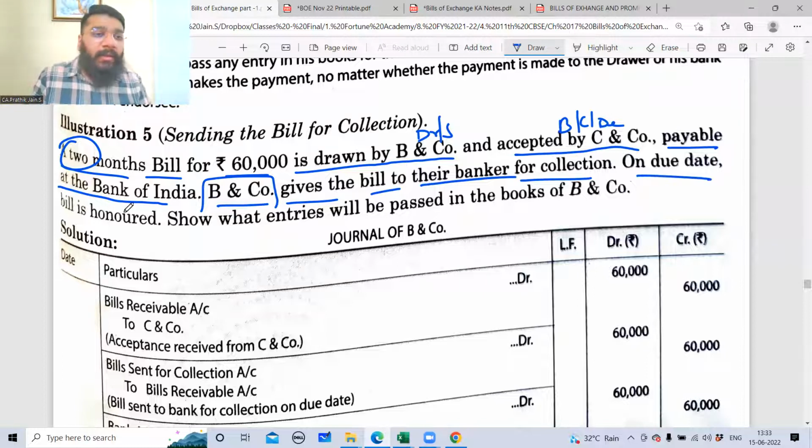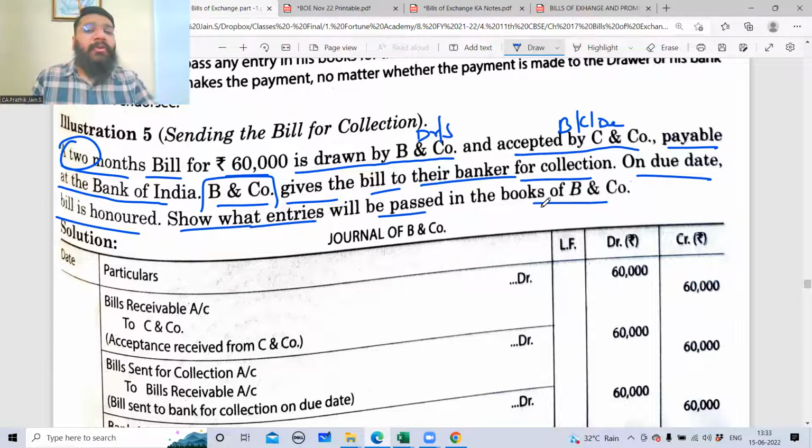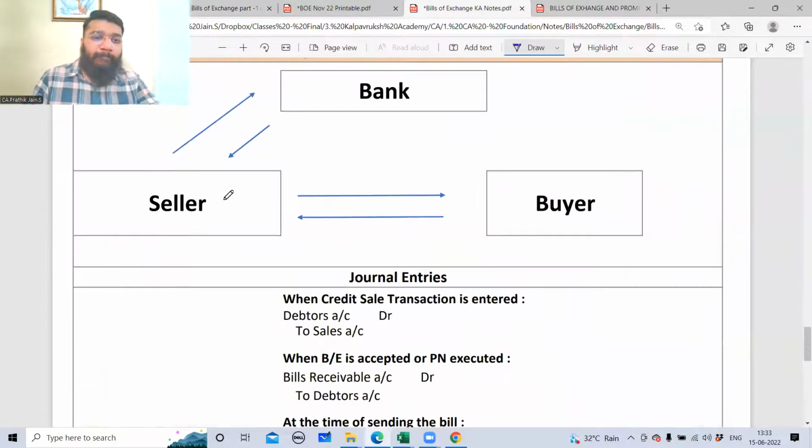On the due date, the bill is honored, which means what? The customer has paid the bill to the banker and the banker will pay the money to us. Show the entries that will be passed in the books of B and Co. We'll do the entries in B and Co and C and Co, both. So this is seller B and Co and buyer C and Co.